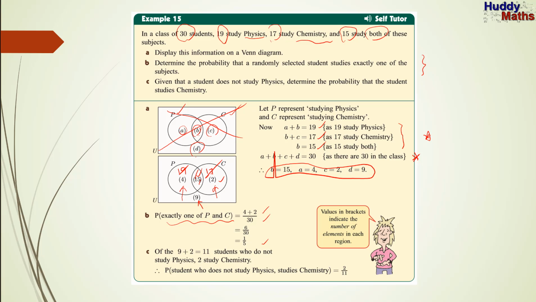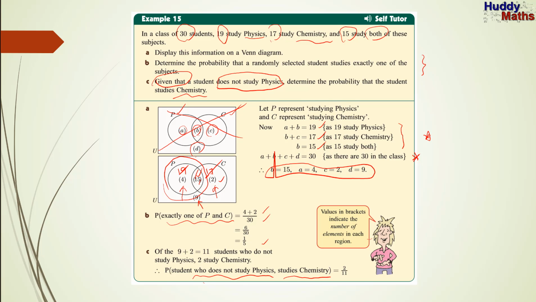Given that, here we go, we did this before, given that a student does not study physics, so that's a reduced sample space now, it's not out of 30. He or she does not study physics, so it's everything outside of physics. Okay, so here's the physics set, everything outside of that. Determine the probability that the student studies chemistry. So here, they put it, given a student does not study physics, the probability the student studies chemistry.